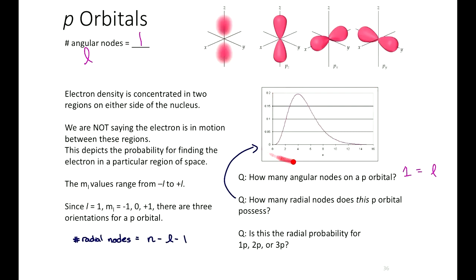So if we look at this graph, how many radial nodes are present on this graph? 0. Okay, great. So if this graph is showing a p orbital, which p orbital is it? A 1p, a 2p, a 3p? Which one? 2p, yeah. It is a 2p. I'll show you, it's actually just some arithmetic to get that this is a 2p orbital.